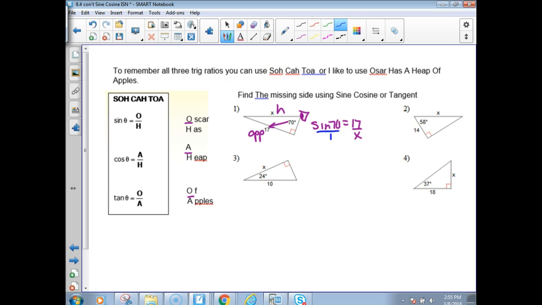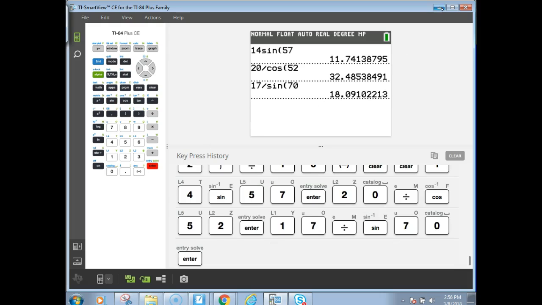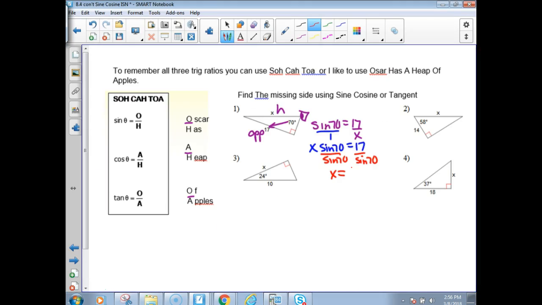We do our cross products. x times the sine of 70 equals 17. We need to divide by the sine of 70. And we're going to get, in our calc, 17 divided by sine 70. 18.1. Is that what you guys got? Units.